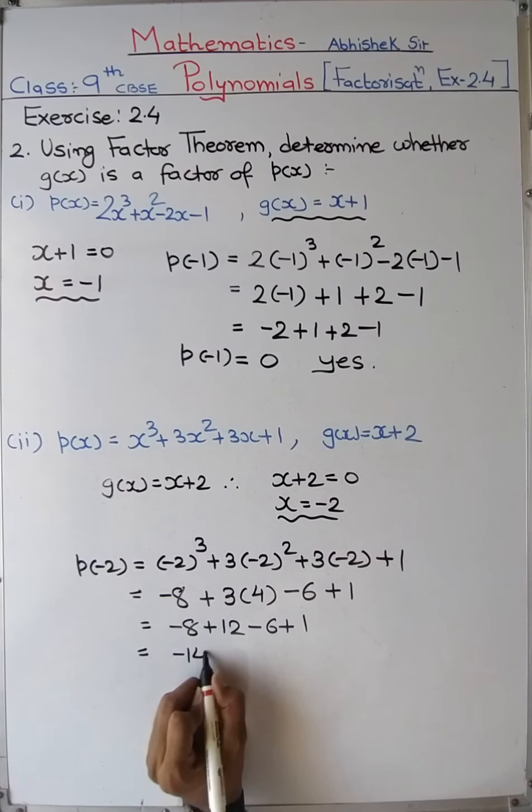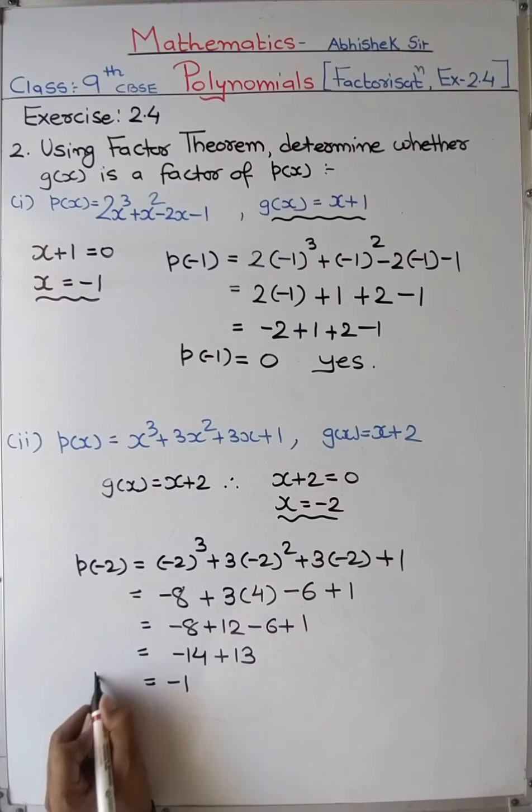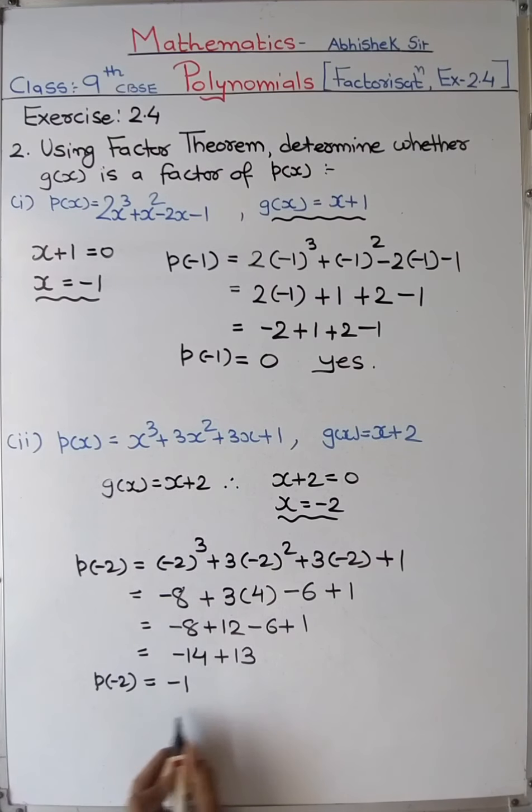So minus 14, 12 and 1 are 13. So ultimately minus 1 is the answer. So if p of minus 2 is 1, then no, g of x is not a factor of p of x.